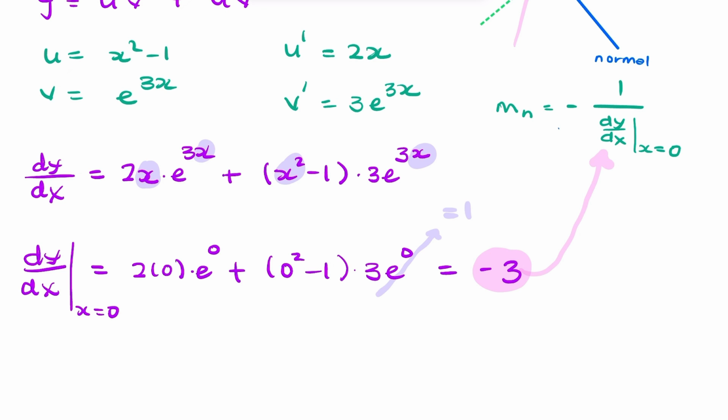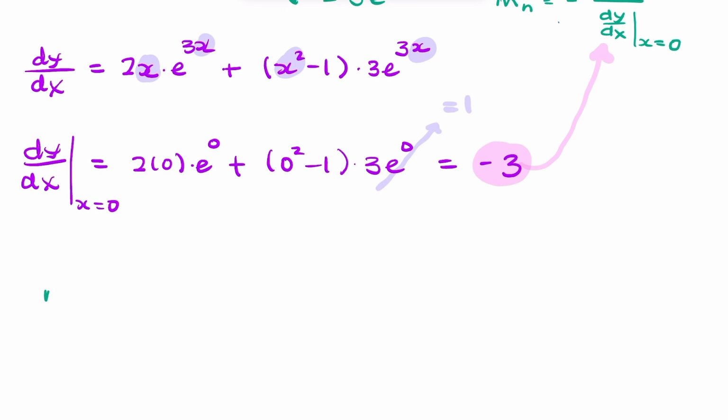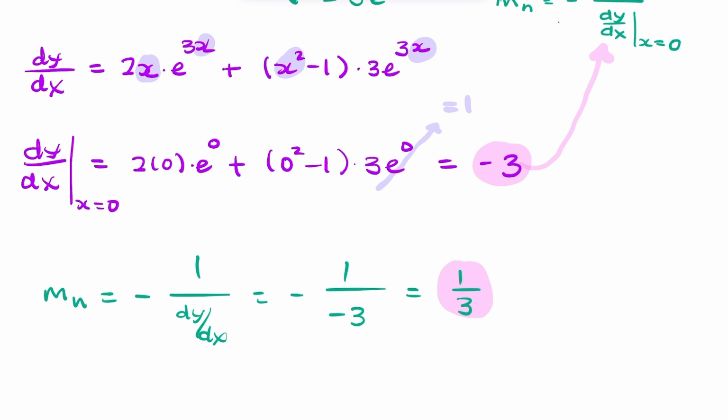We still need to find the gradient of the normal. So the gradient of the normal is the negative reciprocal of what we just found. So it's minus 1 over negative 3. So it's 1 over 3. That's the gradient of the normal.